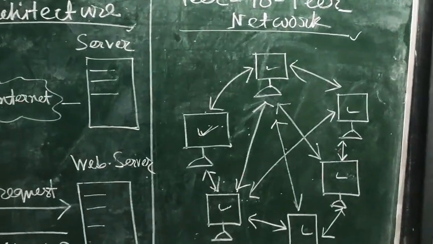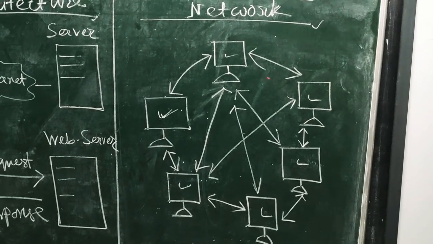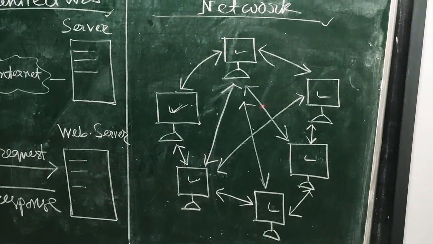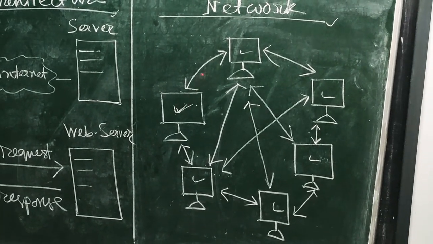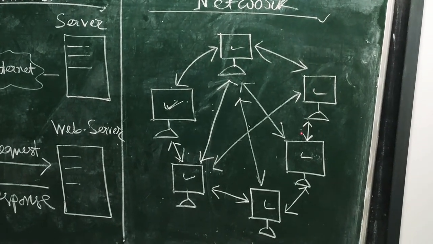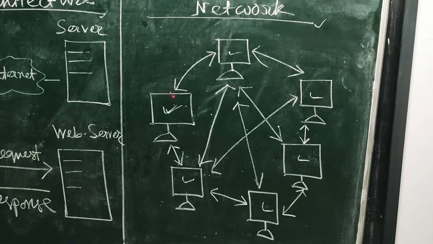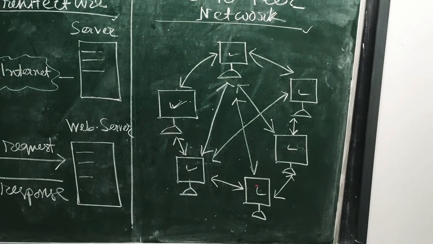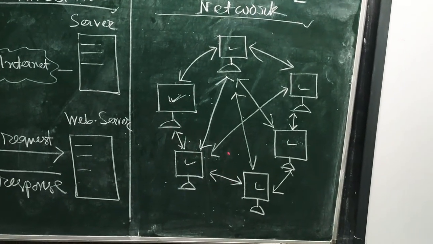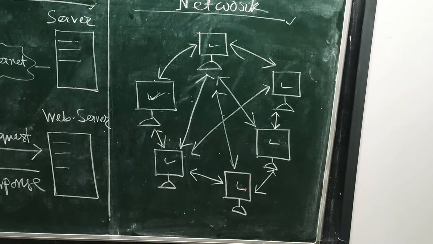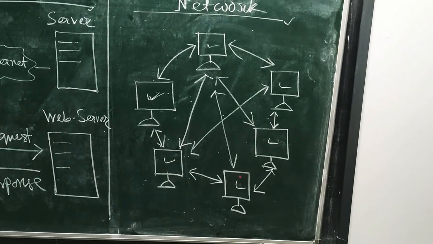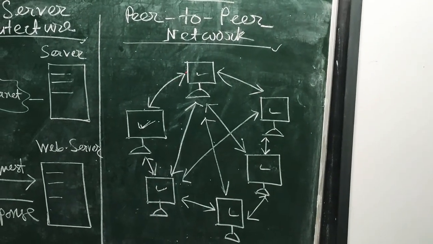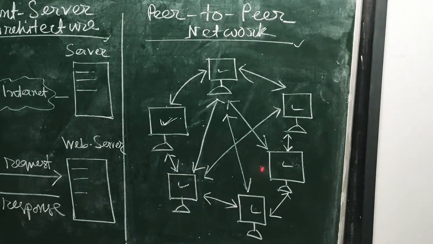Now let us move to peer-to-peer network. So in peer-to-peer you can see there is no dedicated server, that means no special computer is reserved for server work. All these single computers can act as a server as well as client. There is no special hierarchy, there is no special architecture. Each one can give requests to others for the data or for the resources, and it can respond back. So this is the architecture of the peer-to-peer network.